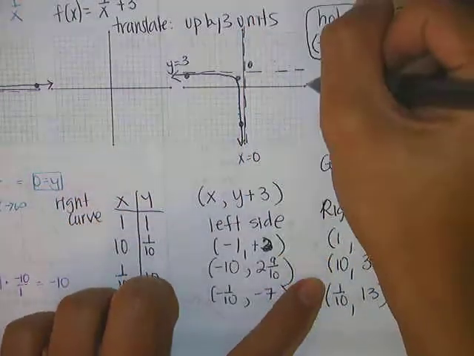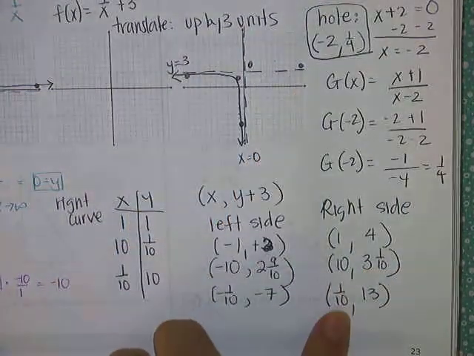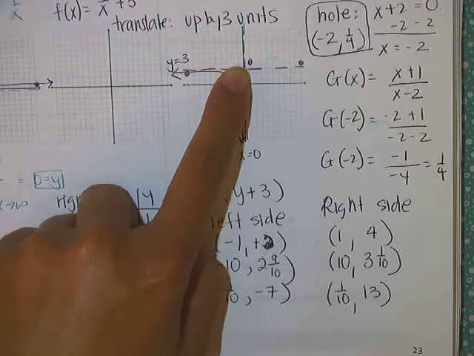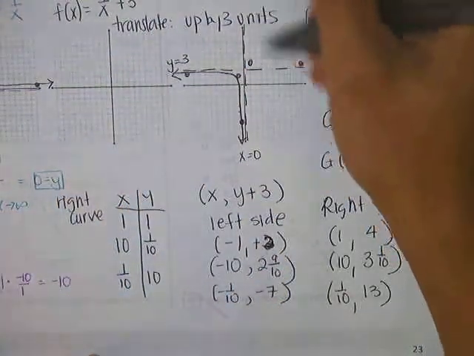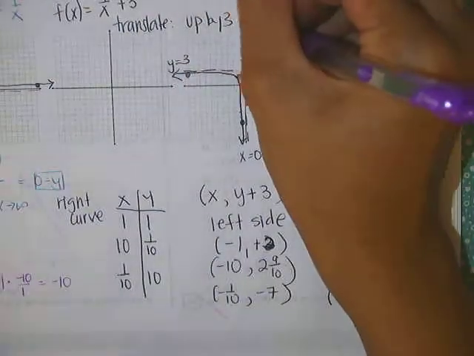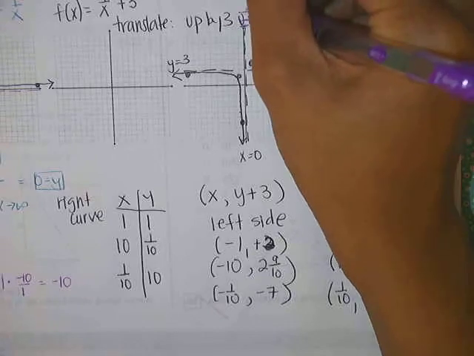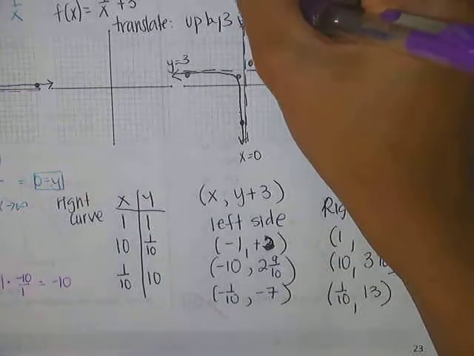Okay, right side, when x is 1, that does not change because we have a translation up. 1 plus 3 is 4. 10, that's an x value, it doesn't change. But 1/10 plus 3 is 3 and a 10th. X value of 1 over 10, a y value of 10, 10 plus 3 is 13. Okay, so these are my right side points. Let's plot them up here.